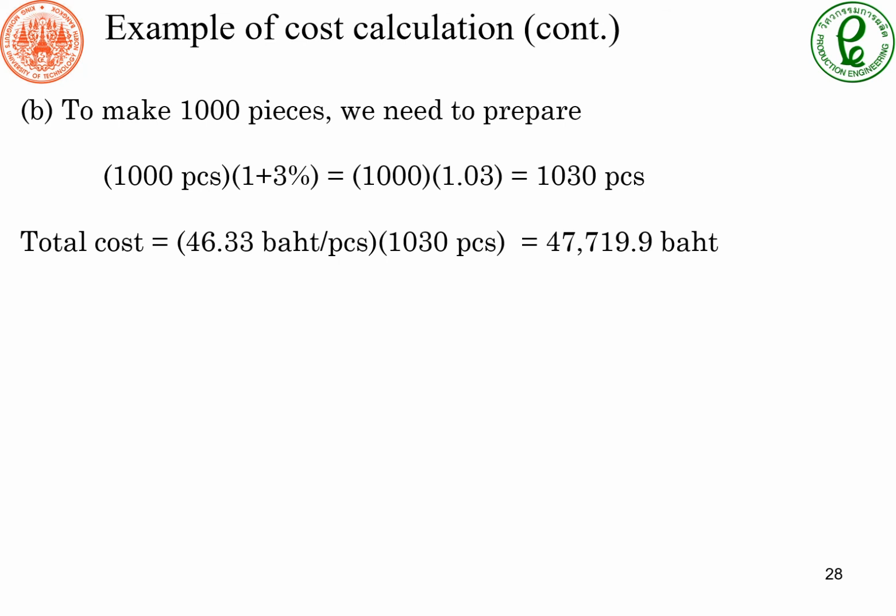To make 1,000 pieces of product, we cannot use 1,000 pieces of raw material. We need to make up for this defect rate of 3%. So we need to prepare 1,030 pieces of raw material, and that would cost us 47,719.9 baht for the total cost.